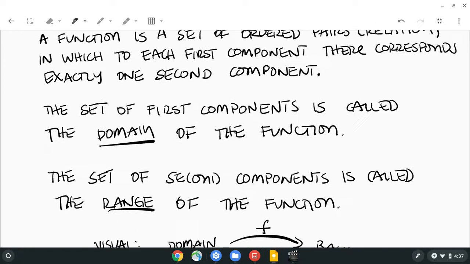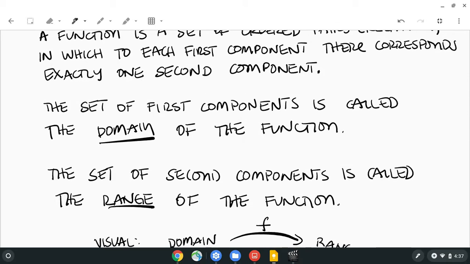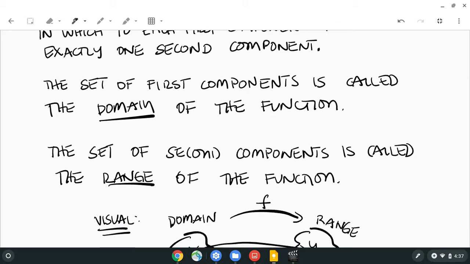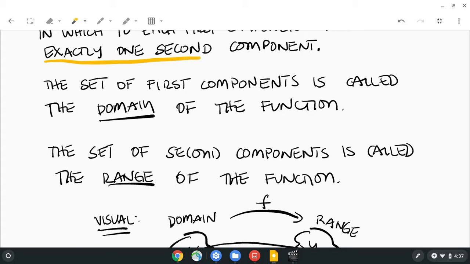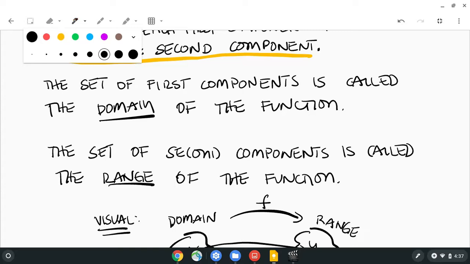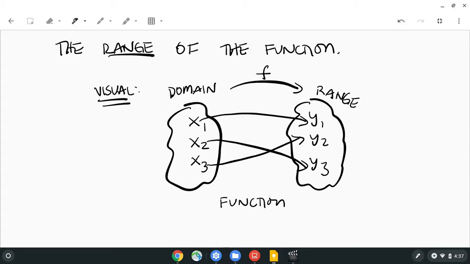Let's go back to the definition up here. So it's a set of ordered pairs in which to each first component there corresponds exactly one second component. Okay, that's going to play an important part right here. Exactly 1 second component. Okay, let's go back. All right, so that's what's happening here in this visual. So we have all of these first components get mapped to exactly one y value over here.